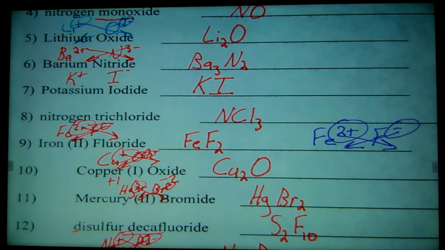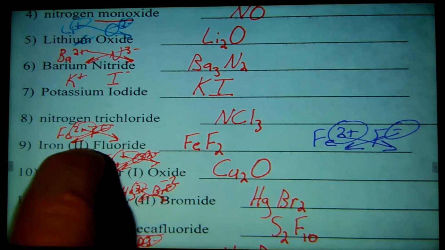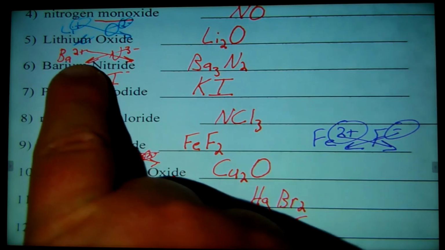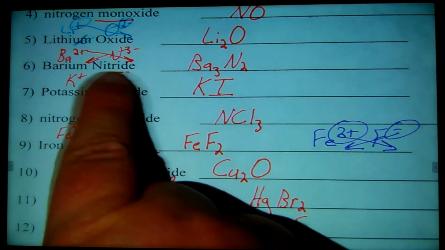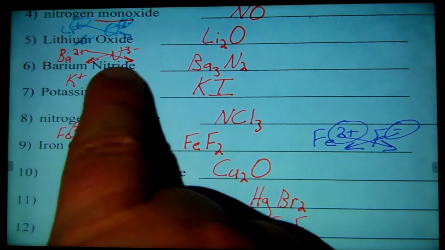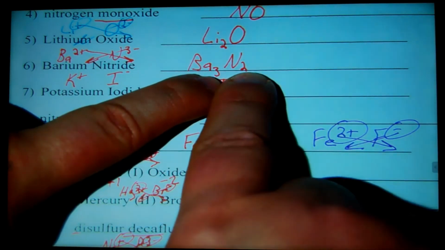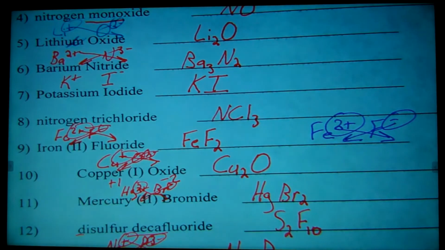But yes. Because that will work with the stock system, like here with the iron 2 fluoride, and it will also work with other ones like right here, for example, the barium nitride. Barium is the second column, so 2 plus, nitrogen's 15th column, so 3 negative, flip them. So number 14 with iron nitride, that just cancels out. That's it. It's a 1-to-1.